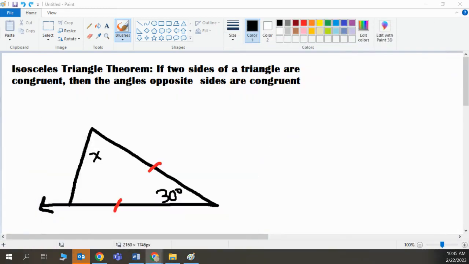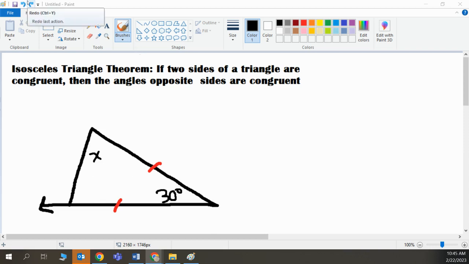Okay, today we're going to use the isosceles triangle theorem, which states if two sides of a triangle are congruent, then the angles opposite those sides are congruent. And so I'm going to work one of the problems that I have on this canvas. I have a triangle, I have an x and 30 degrees. Okay, and we want to solve for x. What is one of the x's? Okay, and so let's go ahead and work this out.